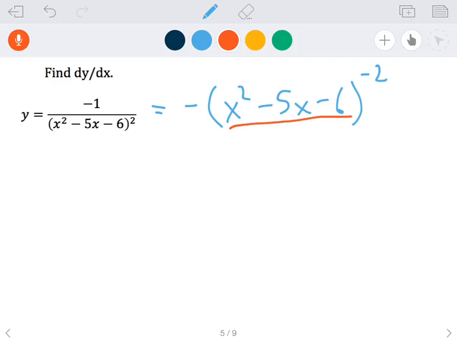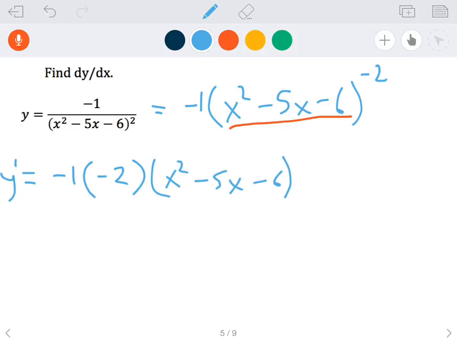And here is my inside function. So I'm going to take the derivative of the outside function first. So I have negative 1. So y prime is equal to, got a negative 1 here, times my exponent. And there's my inside, raised to the negative 2 minus 1 will be negative 3. And then I go back and I take the derivative of the inside of that underlined red part. So the derivative of the inside is 2x minus 5 minus 0. And I'm done with the calculus.